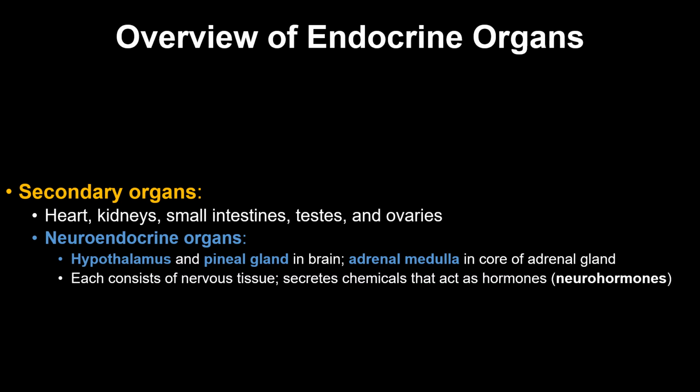Many secondary endocrine organs are neuroendocrine organs, including the hypothalamus and the pineal gland. These are parts of the brain, as well as the adrenal medulla in the core of the adrenal gland. Anatomically, these structures are all nervous tissue, yet they secrete chemicals that act as hormones. These are called neurohormones. Other organs and tissues that act like this are the heart, kidneys, small intestine, and adipose tissue. And then sometimes cancer cells can even act as secondary endocrine tissues. And we'll talk about that as paraneoplastic syndrome.